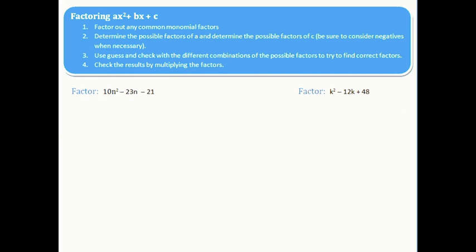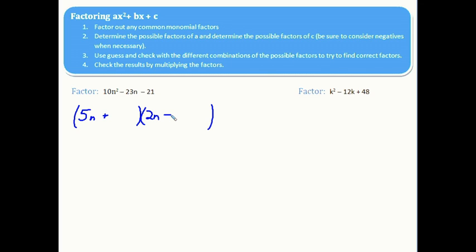A couple more examples. First thing we're going to do here is see if there's any common factors. There are none. So what we'll do is we'll split this and we'll write our parentheses here. We have a few options to get 10. I'm going to try 5n and 2n. And then we have some options to get negative 21. We definitely need a positive and a negative. And we can have 1 and 21 and 3 and 7.